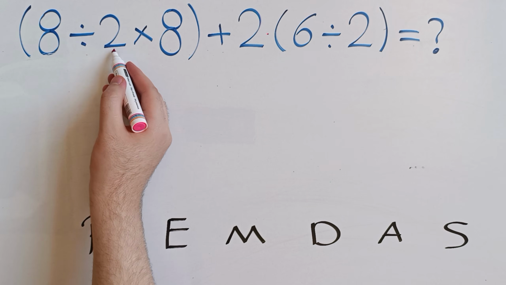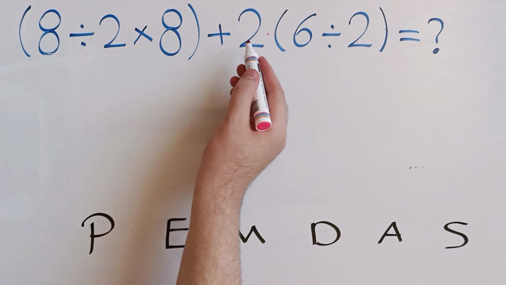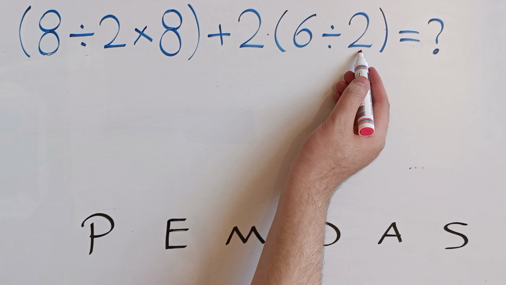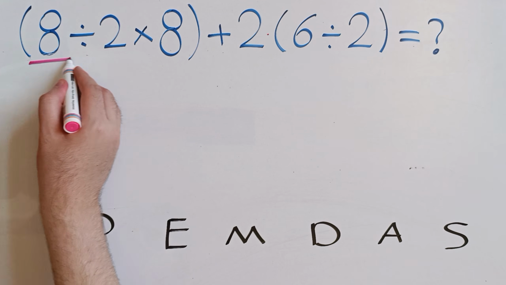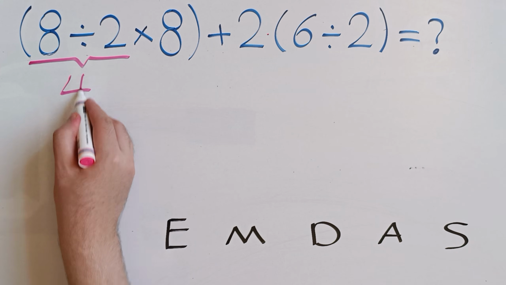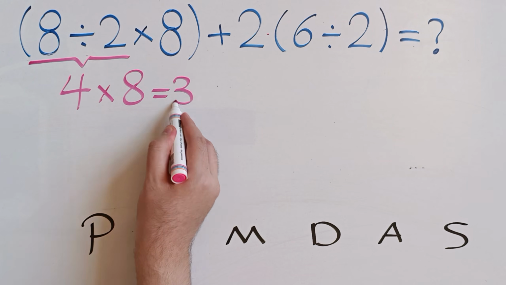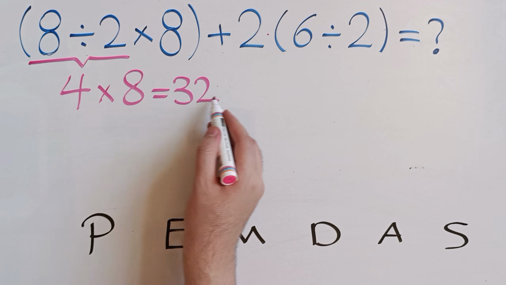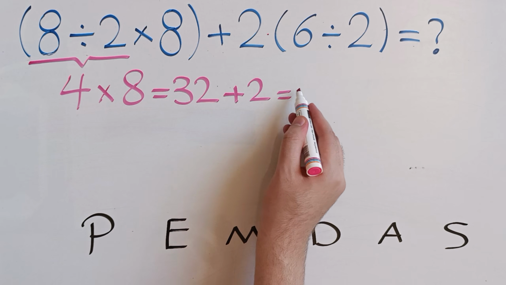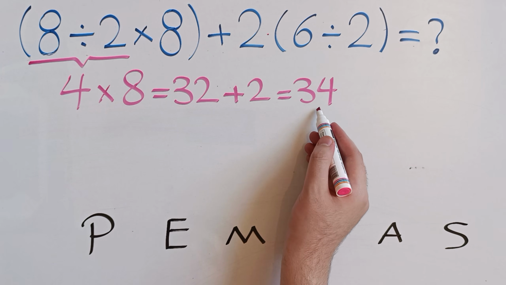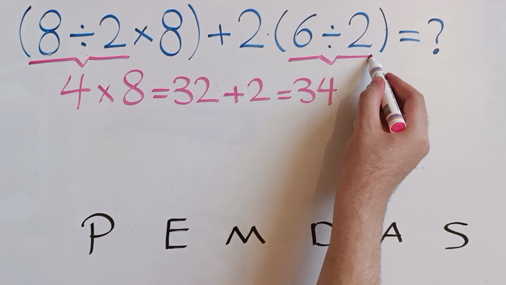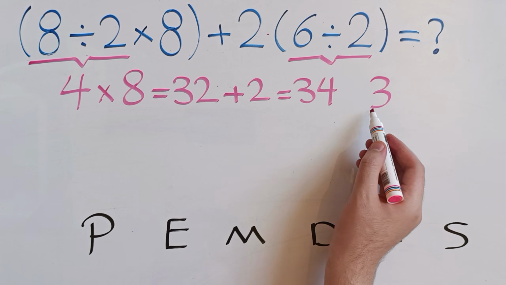8 divided by 2 times 8 plus 2 times 6 divided by 2. 8 divided by 2 is 4, and 4 times 8 is 32. Then 32 plus 2 is 34, and 6 divided by 2 is 3.